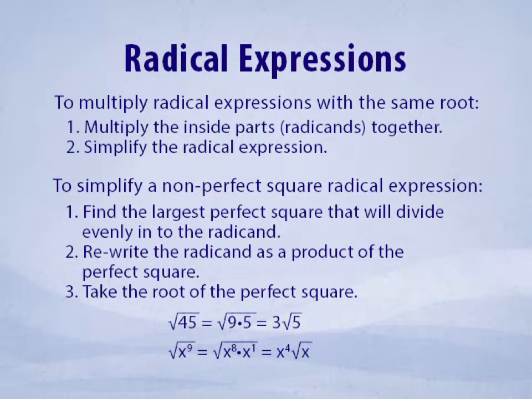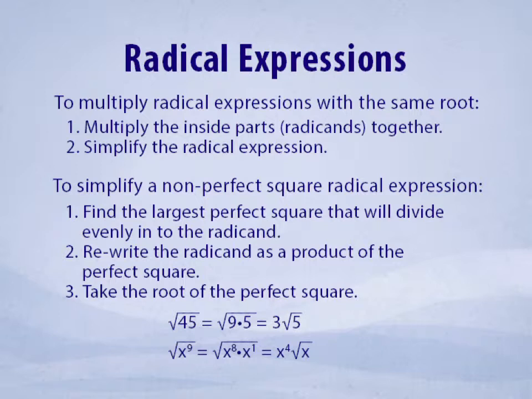For instance, if we have the square root of 45, 45 is not a perfect square. The perfect square factor in the number 45 is 9, so we change the square root of 45 into the square root of 9 times 5. Then we take the square root of 9. The square root of 9 is 3. We leave the factor of 5 underneath the radical. The square root of 45 simplified is 3 times the square root of 5.